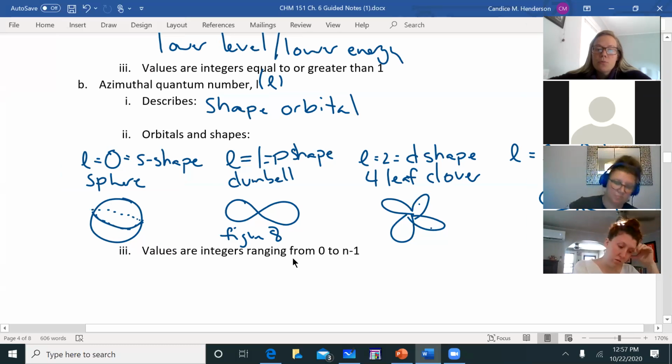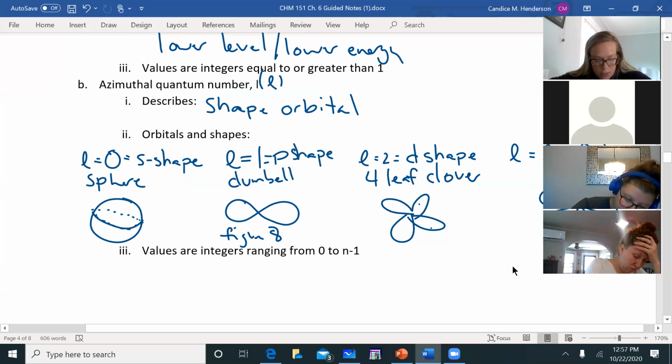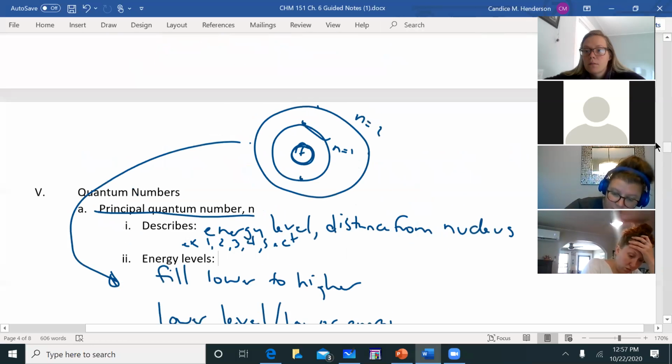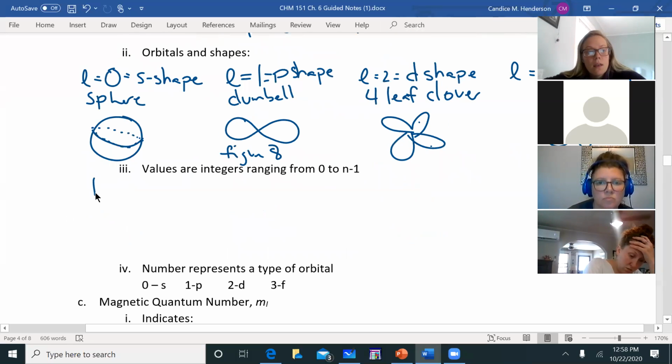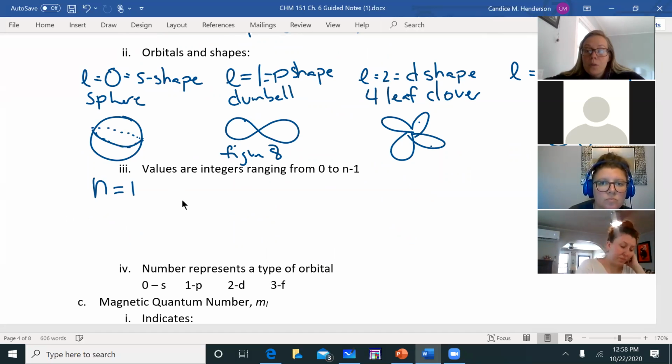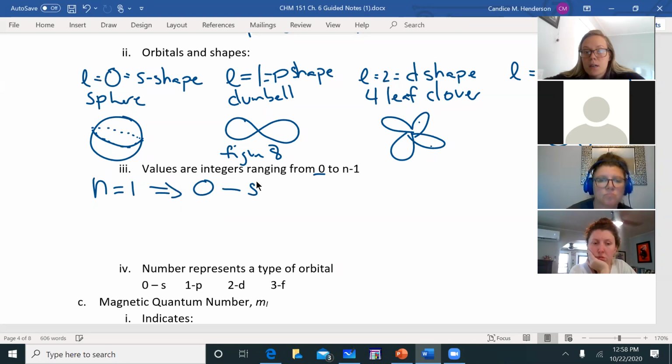Values are integers ranging from 0 to n minus 1. So energy level 1. Let's say we have n equals 1. If n equals 1, the only possibility for my L value is going to be 0 to n minus 1. So if n equals 1, I can have 0, and I can also have n minus 1, which would be 0. Okay, so the only thing I can have is the 0, which is the S shape or the sphere.